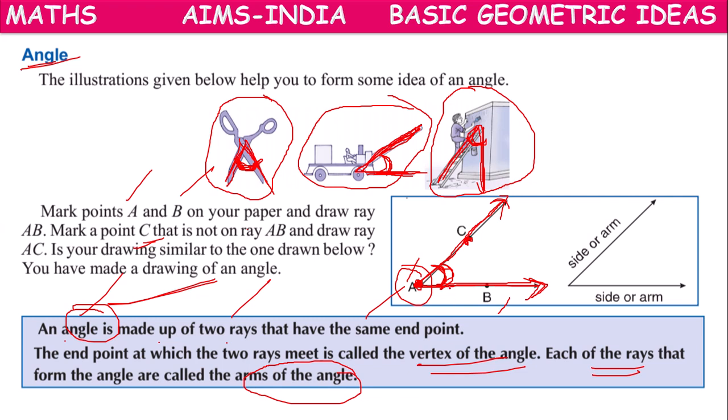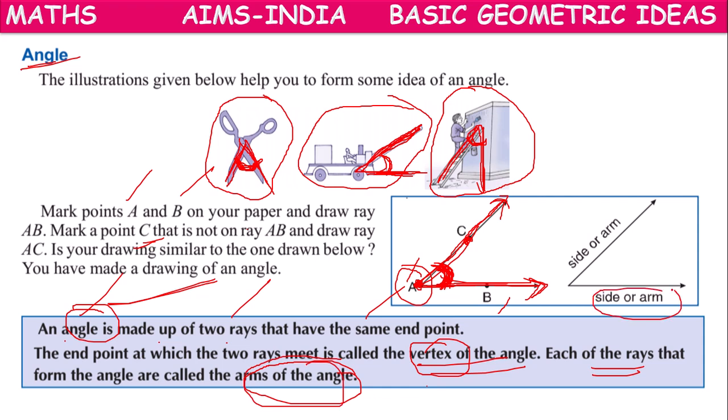Means through how much angle they are apart. The angle will tell through how much inclination they are apart from one another. So for making an angle, we need two rays with a common endpoint. Then the endpoint will be called the vertex of the angle. The rays involved in making the angle are called arms of the angle.